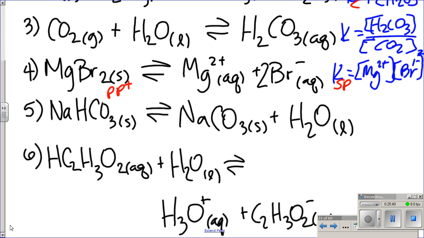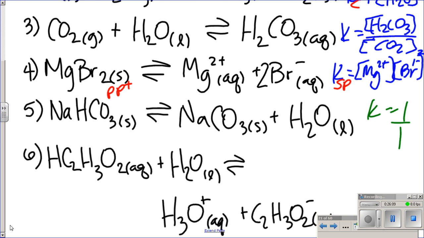What is this one? K is just 1. Good. What does 1 mean? It's 1 over 1, right? So what does this actually mean when it's 1 over 1? Concentration of products are equal to concentration of reactants. That's the only time we're allowed to say that because it's actually 1. So that's a special one.